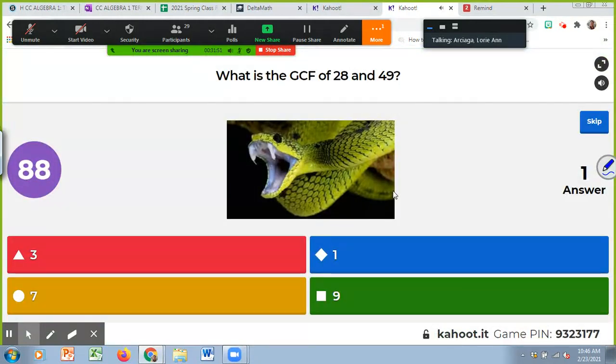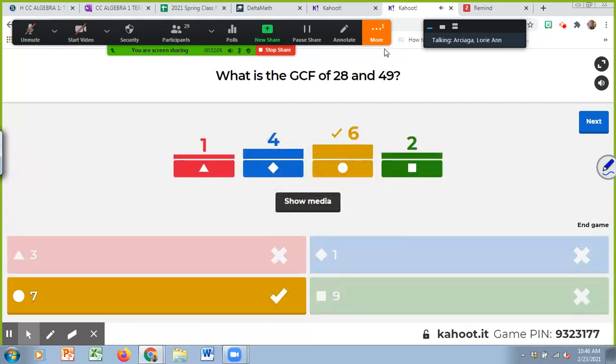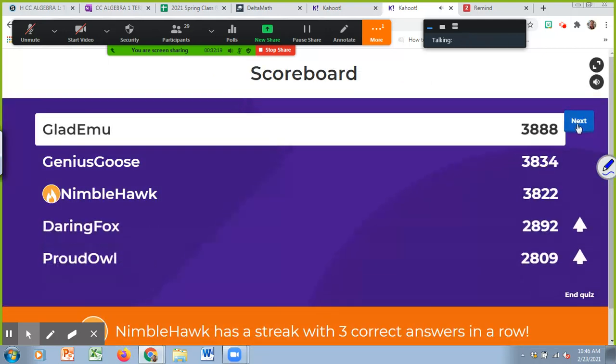28 and 49. 4, 3, 2. Well, you guys are fast. Okay, so 7. 7 times 4 is 28. 7 times 7 is 49. Still with just a 54 points lead. Okay, here we go. Keep going.